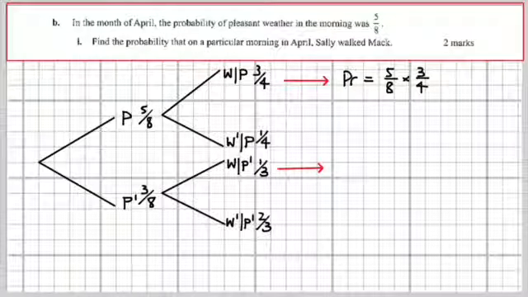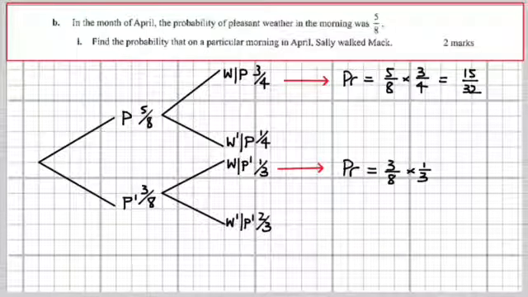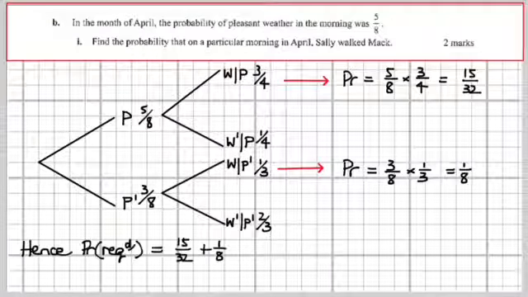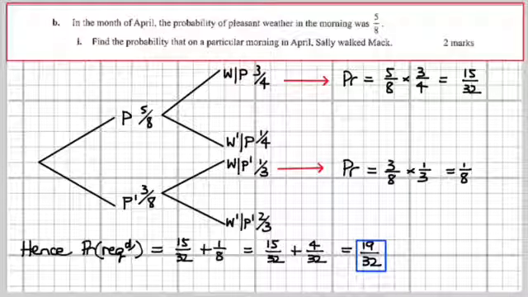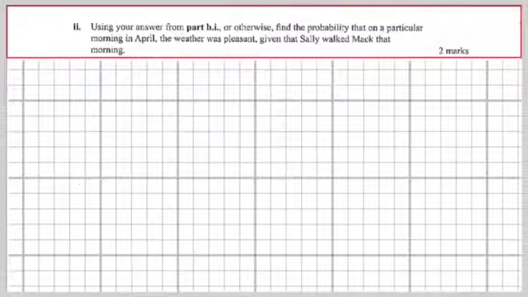Right, there's the first probability. That's walking on a pleasant day. That comes to that. And there's the probability that she walks on an unpleasant day. That comes to that. We've just got to add those up. Okay, so we get 15 over 32 for the first one, and add an eighth. We better turn that eighth into a denominator of 32. So we get that, and it looks like we've got 19 out of 32. Terrific, that's the answer. Alright, the next part.